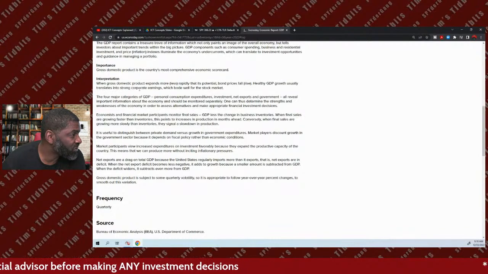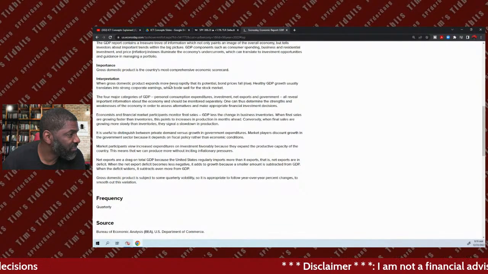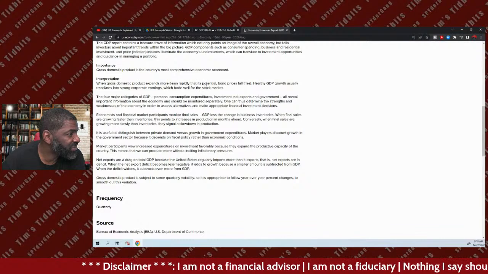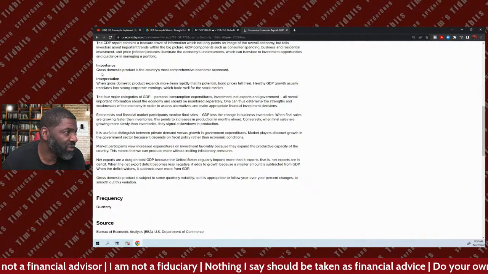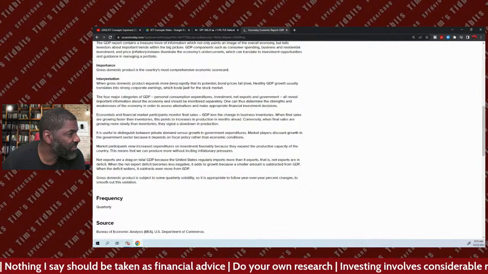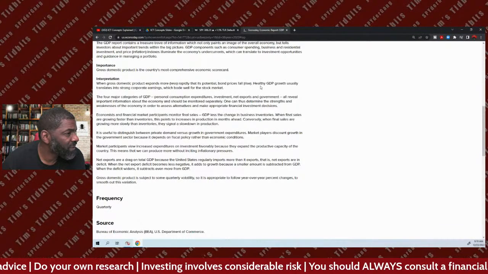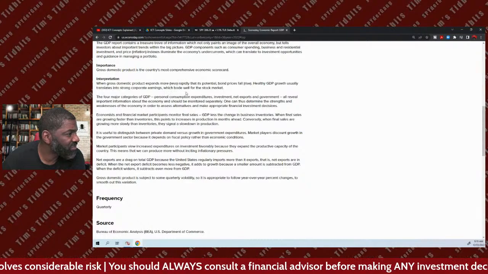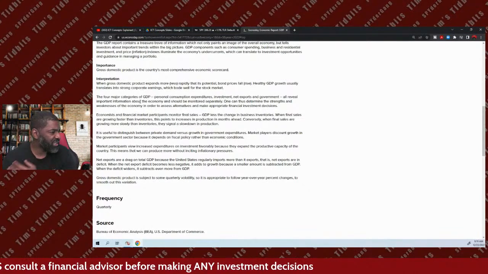When gross domestic product expands more rapidly, there's potential that bond prices fall. Healthy GDP growth usually translates into strong corporate earnings, which bodes well for the stock market. Yeah, I just wanted to make sure I was looking at it right.